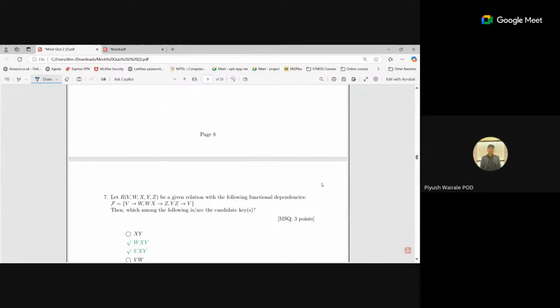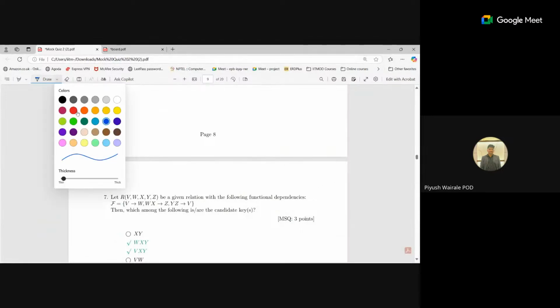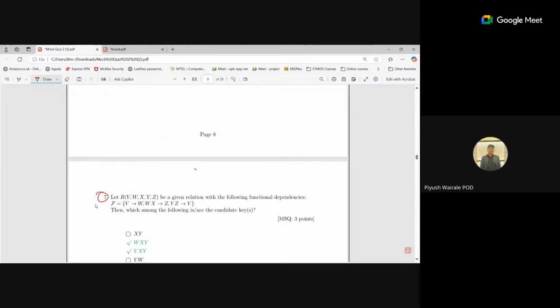If you understand what we have discussed, let's try to apply that concept here. Question number 7 from the mock test. We have this relation R, and dependencies are given. Which of the following are the candidate keys? Don't go with the options; we are going to find it out. So first tell me how to find it. Anyone?